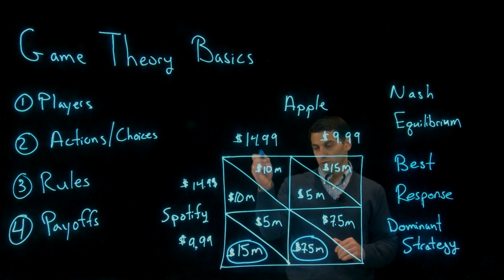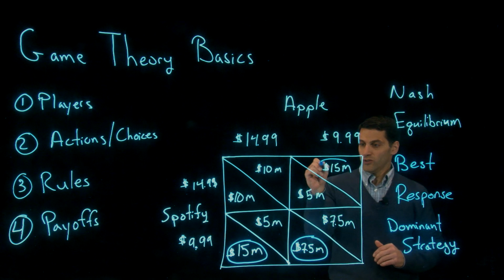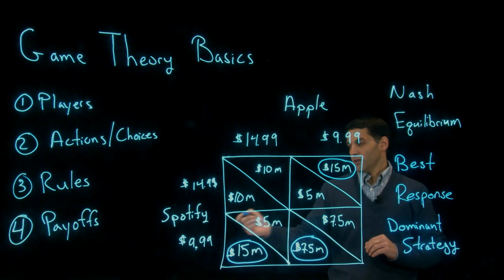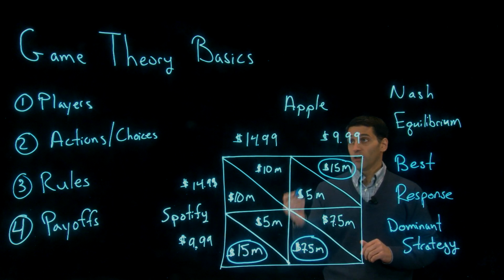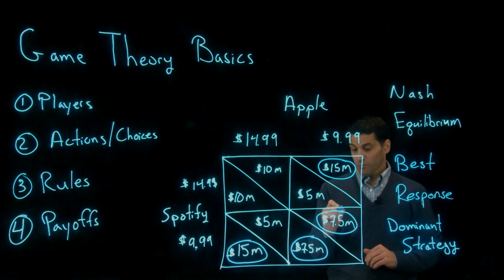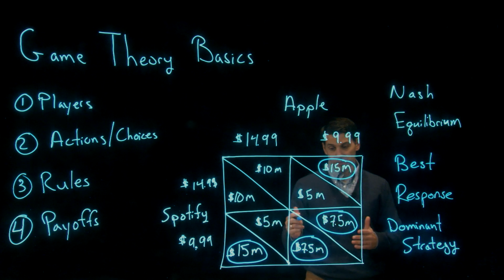Well, if they also charge $14.99, their profits will be $10 million. If they charge the lower price, their profits will be $15 million. So, just as it was for Spotify, Apple would rather charge $9.99. Likewise, if Spotify charges $9.99, Apple again is better off charging $9.99 as well and getting the 7.5 rather than the $5 million in profits. Which means that Apple also has a dominant strategy. Right? In these kinds of games where both players have a dominant strategy, it's really easy to see what your Nash equilibrium is. In this case, it's right here.